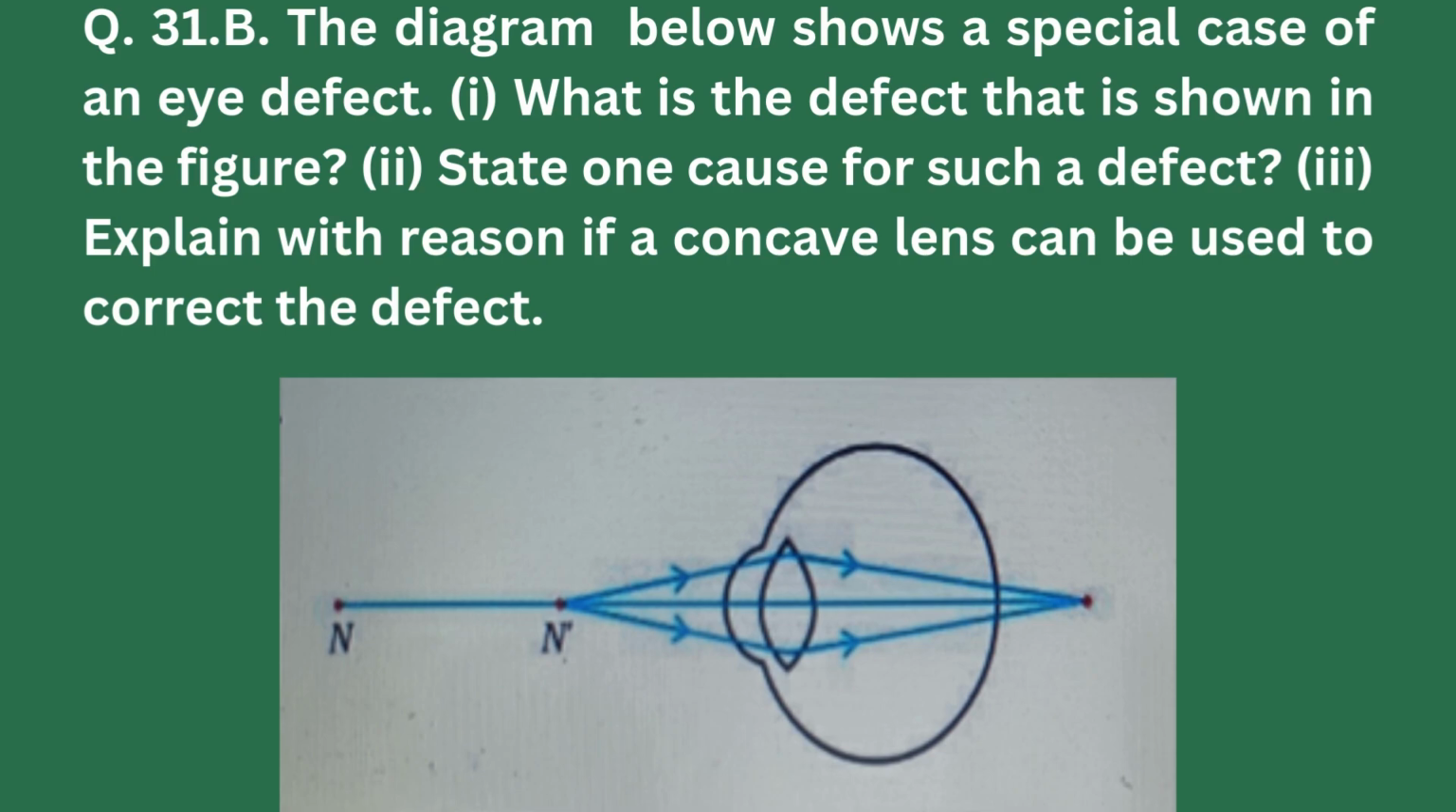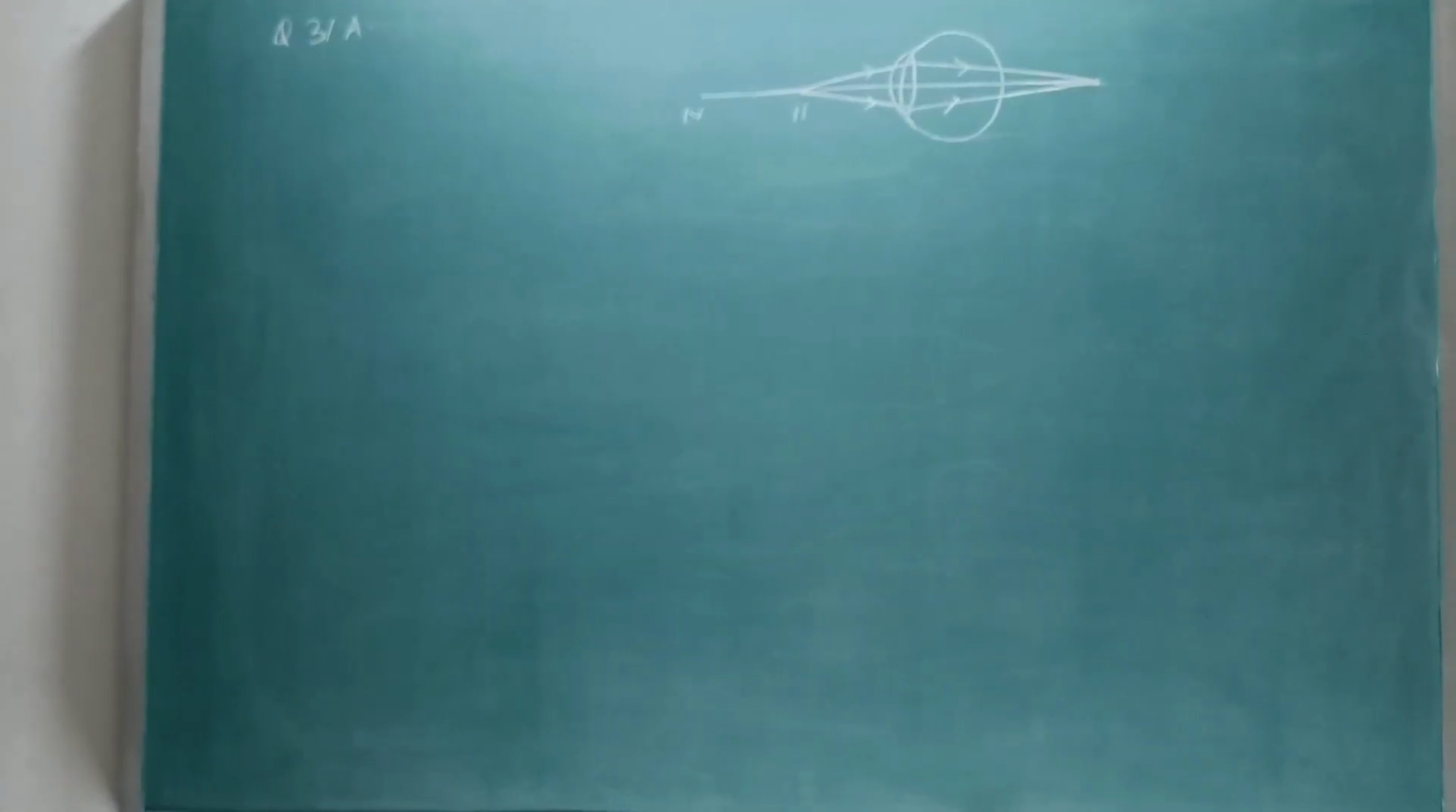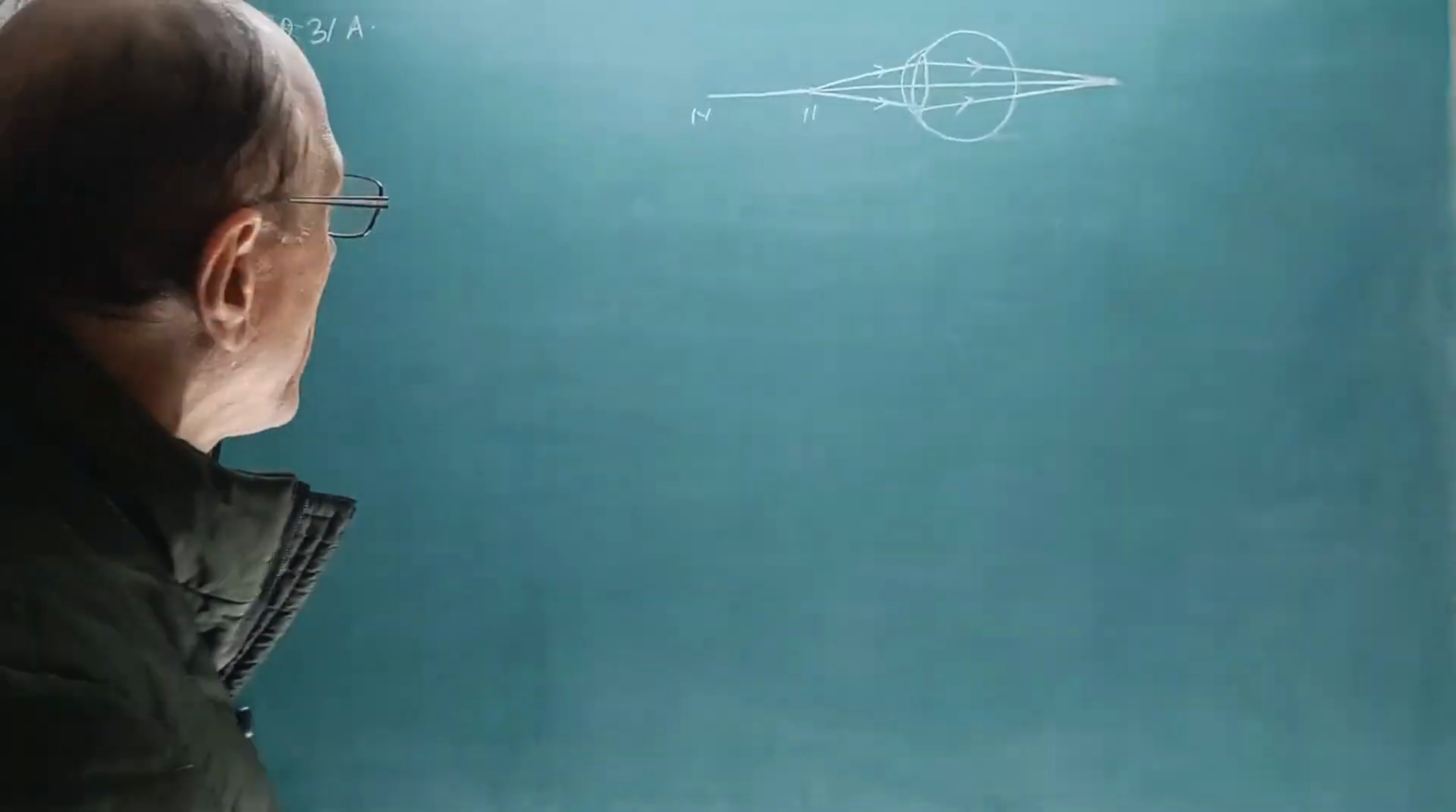Question number 31b. The diagram below shows a special case of an eye defect. First, what is the defect that is shown in the figure? Second, state one cause for such a defect. Part 3. Explain with reason if a concave lens can be used to correct the defect.